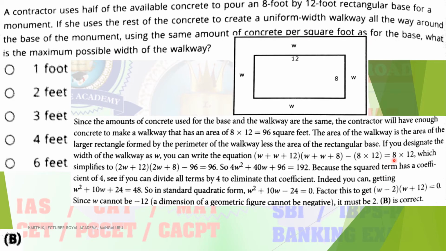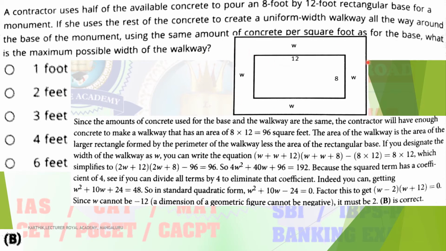Okay, that's why you have to multiply 8 into 12 on the right hand side. First you have to subtract this area, but the amount remains the same. After creating this one also the amount remains the same, so that same amount is nothing but what she spent for creating this one. The same amount was spent for this one also, so I have multiplied 8 into 12. Okay, you just remember that.